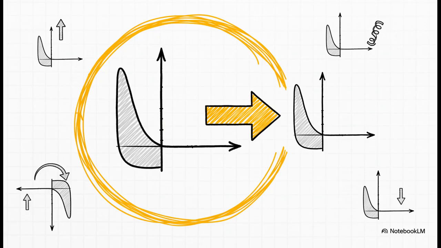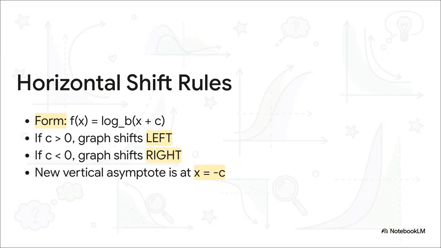Why? Because it's the only one that actually moves that fundamental barrier, the vertical asymptote, and changes the entire domain of the function. And here is the rule you have to burn into your brain. It all comes down to that little number c that's added or subtracted inside the parentheses. But you gotta watch out because it's a little backwards from what you might think. A plus c actually moves the graph to the left, and a minus c moves it to the right. This means the new vertical asymptote is always at x equals negative c.